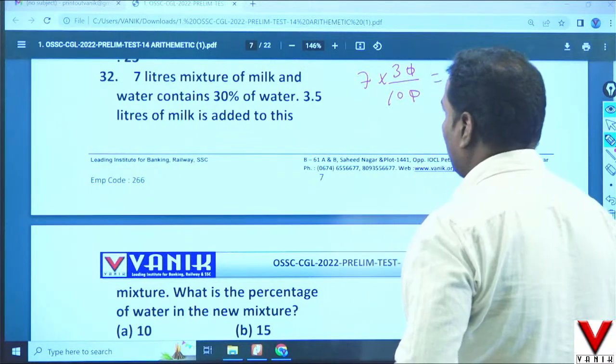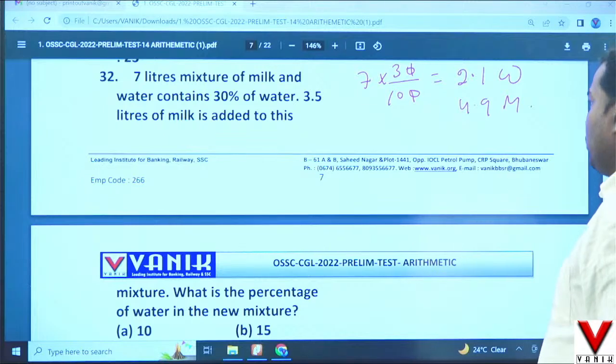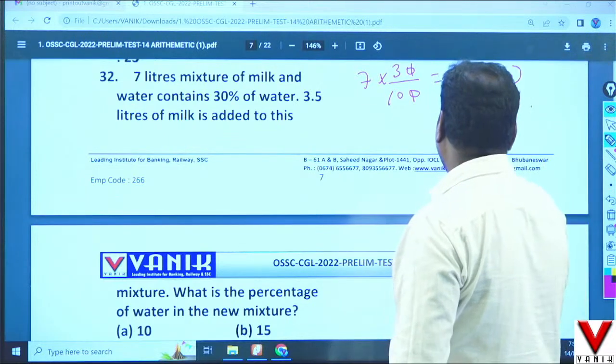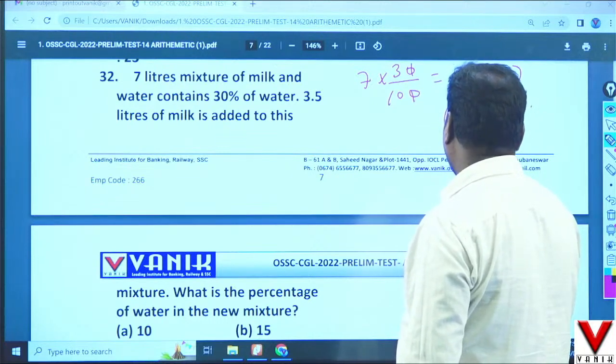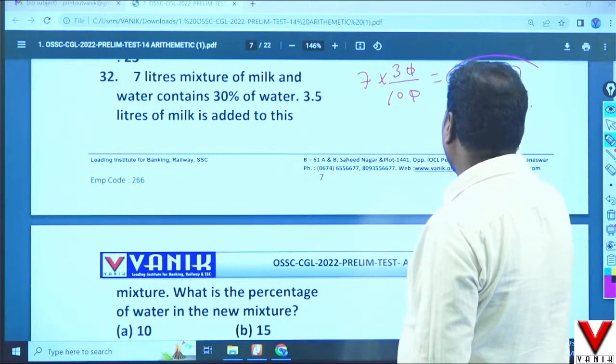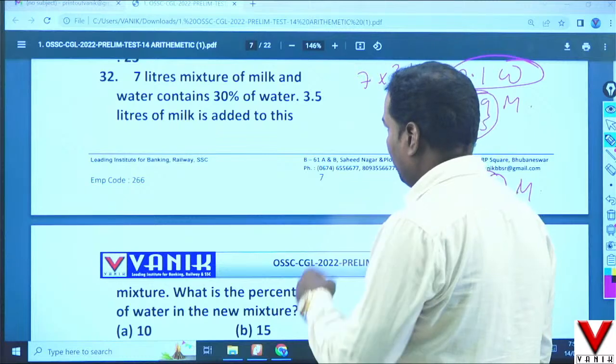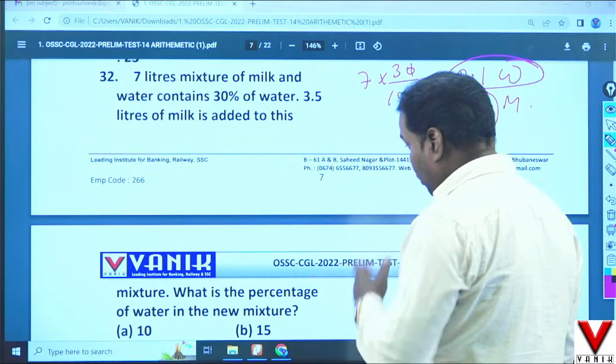A 7 liter mixture of milk and water contains 30% water. 3.5 liters of milk is added. So 4.9 plus 3.5 is 8.4 liters of milk, and there are 2.1 liters of water. What is the percentage of water in the new mixture?